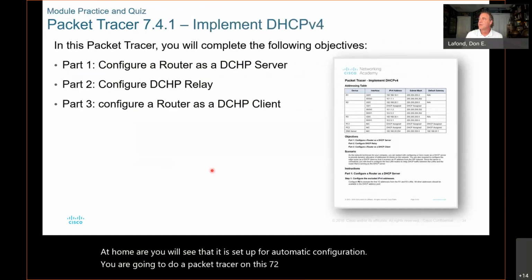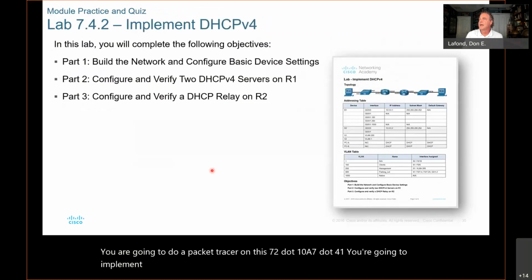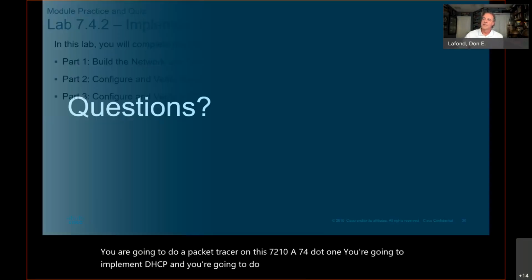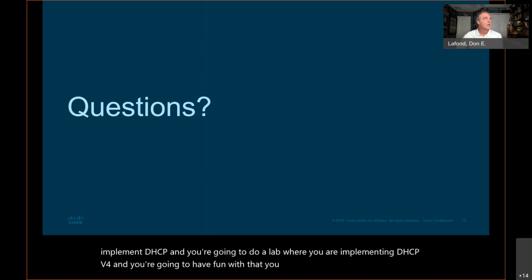You are going to do a Packet Tracer on this, 7.2.10. And 7.4.1, you're going to implement DHCPv4, and you're going to do a lab where you are implementing it, and you're going to have fun with that. You get to start from the beginning by building it. So as I just showed you, it is not that challenging.